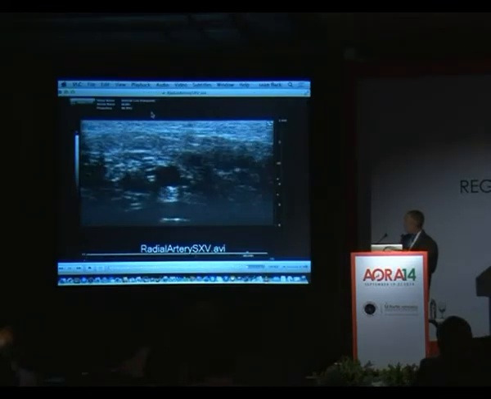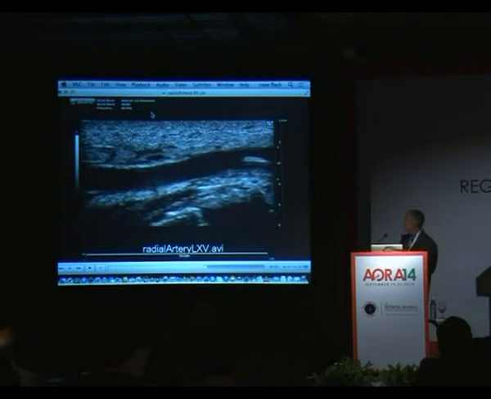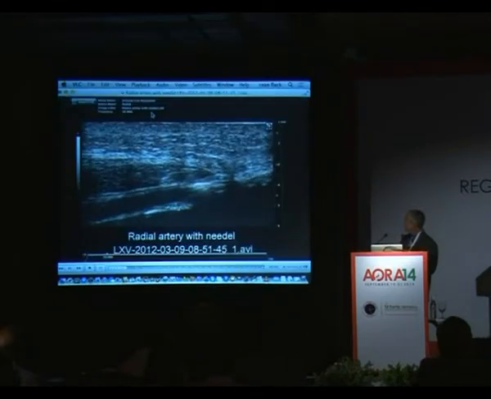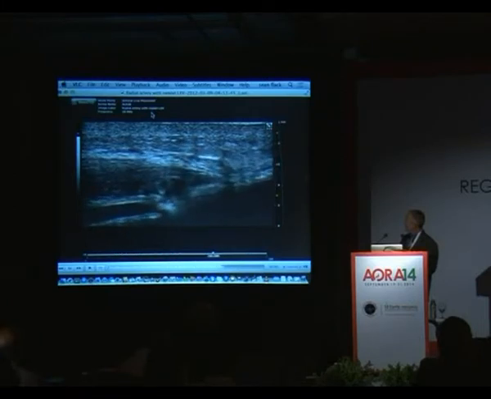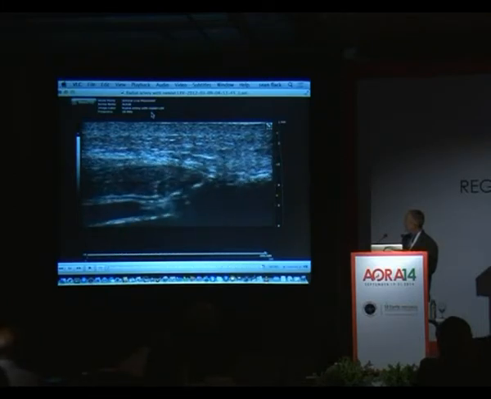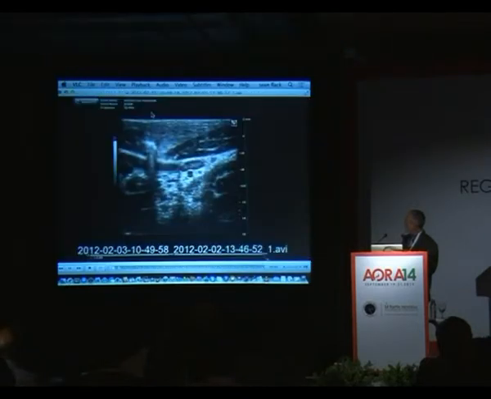So that's a view of the radial artery at a depth of 4 millimeters in the short and long axis. And now an image of the needle entering the radial artery, and then the next image is the guide wire within the artery.